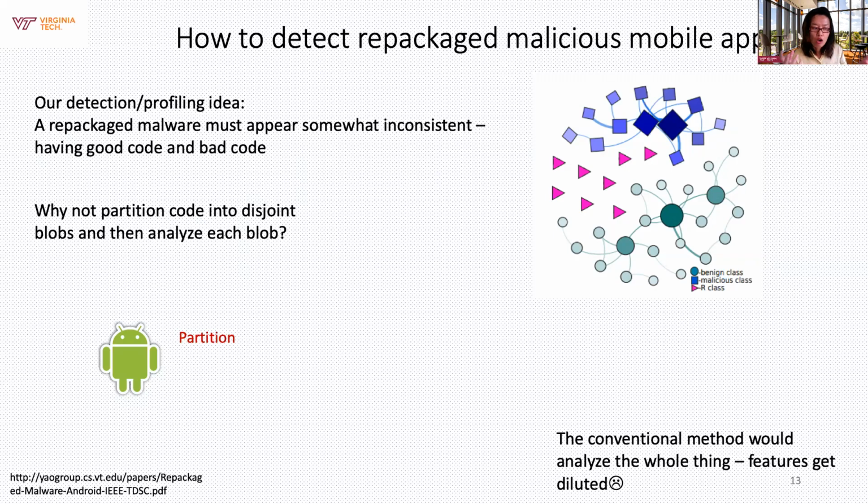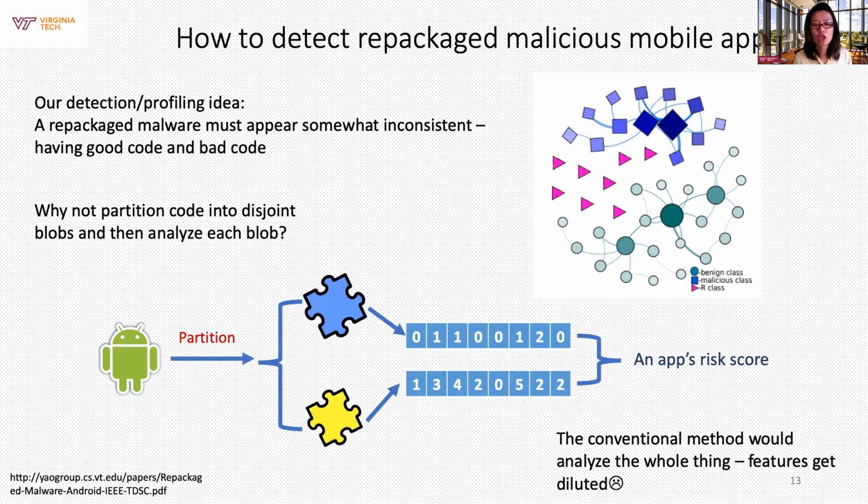We can say, okay, let's see what the connected components are. Maybe you have one blob that's connected with each other and then another blob, but they don't have much connection between themselves. And then we analyze them separately. If you find out one of them is bad, or any of them is bad, then you say it's very likely this is a repackaged app. So that's essentially how we do it.